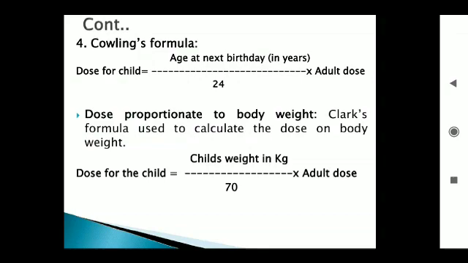In Clark's formula, the weight of the child is given in kgs. The formula is: dose for the child is equal to the child's weight in kg divided by 70 into adult dose. In this formula, child weight is expressed in kilograms.